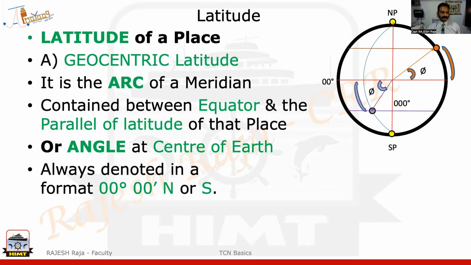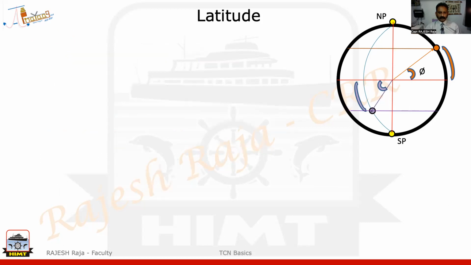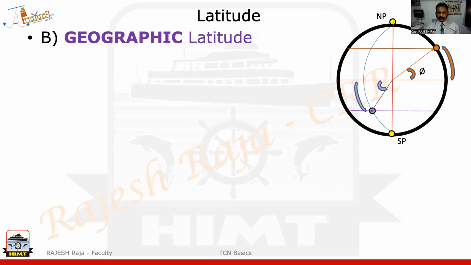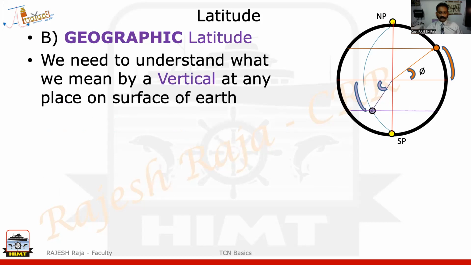Please remember that. Let me go to the second definition, which is called your geographic latitude. Before I go to geographic latitude, I need to make you understand a little bit about something called vertical. This word vertical is used in the principle of navigation, or the concept of the celestial sphere and the earth. So let me just quickly show you how it is done.